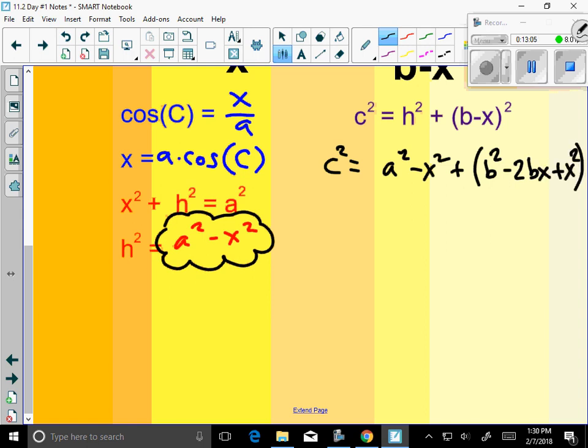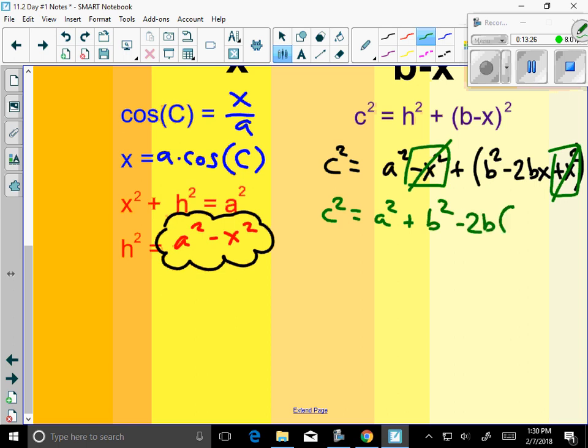Oh, get ready for the fun. This is where it gets beautiful. I notice that something's going to cancel. A negative x squared and a positive x squared. Guess what? Cha, they're gone. So I have c squared equals a squared plus b squared minus 2b. What is x again? X equals a cosine c. Oh, it's starting to look familiar.